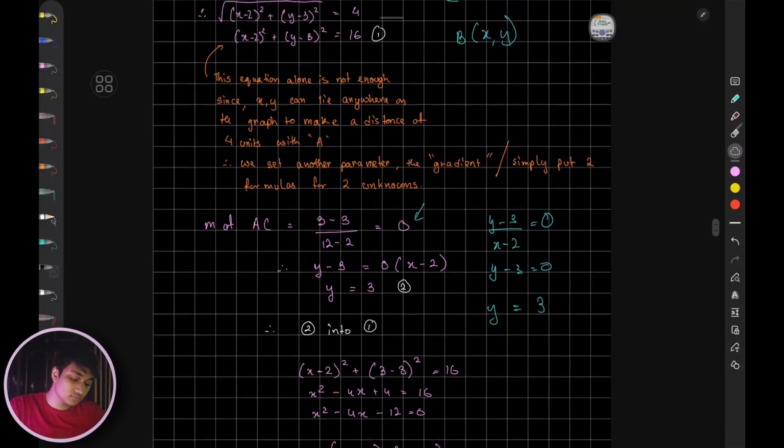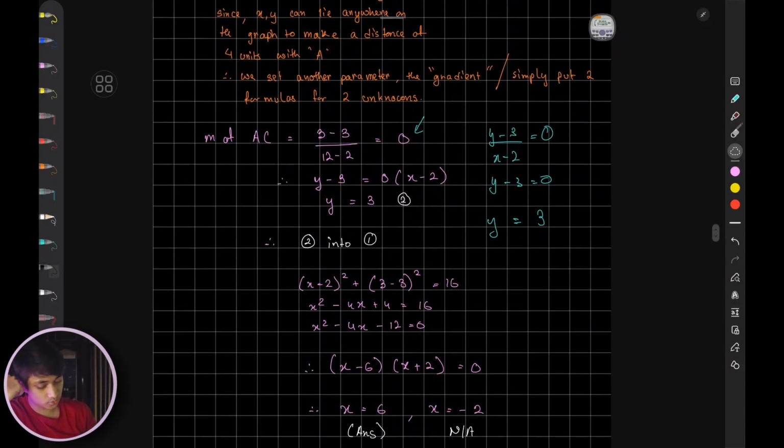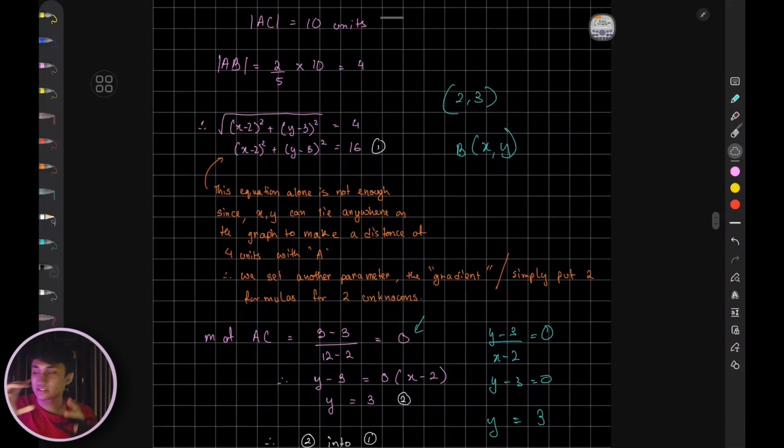So, what am I going to do? I'm going to solve simultaneously. I'm going to substitute this expression into our main equation, which was of the distance. Notice, I had a distance equation, and I realized I have two variables, which is not going to be enough. So I added another parameter, which is of the gradient. I formed another equation.